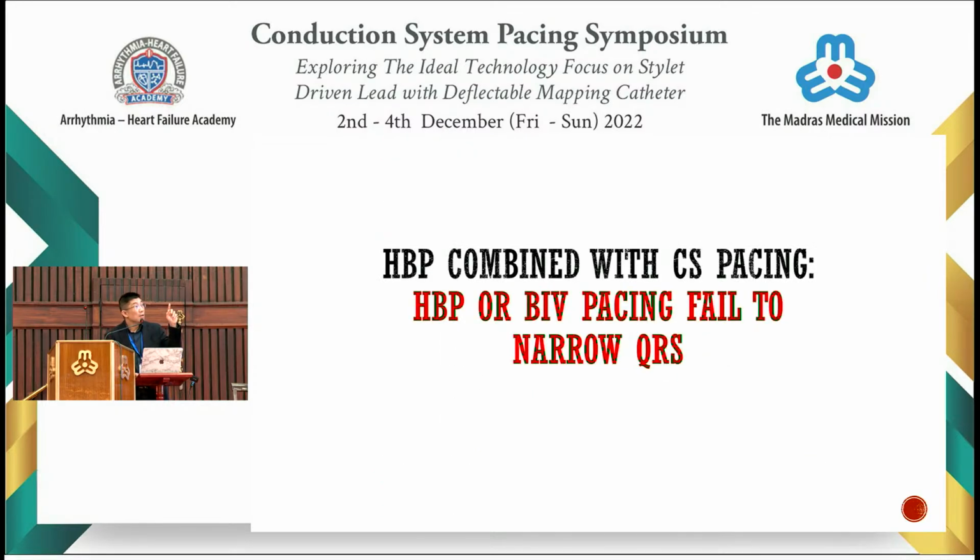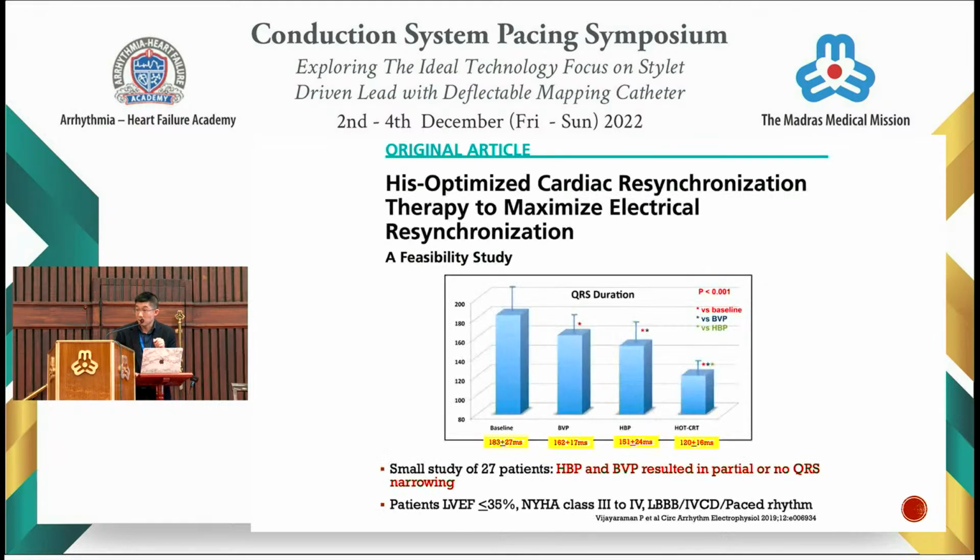Oopsie. What if His bundle cannot correct this? The previous speakers from yesterday spoke about the HOT-CRT trial. Basically, you try to do a CRT system, but the biventricular pace doesn't correct it properly, only down to about 162 milliseconds from a 183 QRS. And when you try to pace the His, you can't narrow it any more than 150 milliseconds, because there's distal LV conduction delay in patients with left bundle branch block.